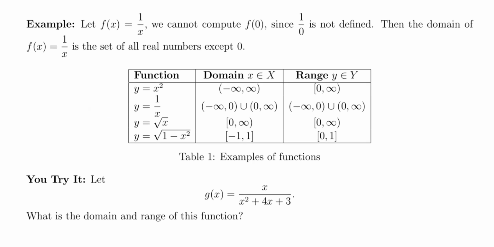So looking at the example 1 over x, we cannot compute f of 0. Why? Because when we say f of 0, we just mean that wherever there is x in the function, we replace that x with 0. So if we are given f of x equal to 1 over x, f of 0 cannot be computed because it becomes 1 over 0, which results in something that is not defined.